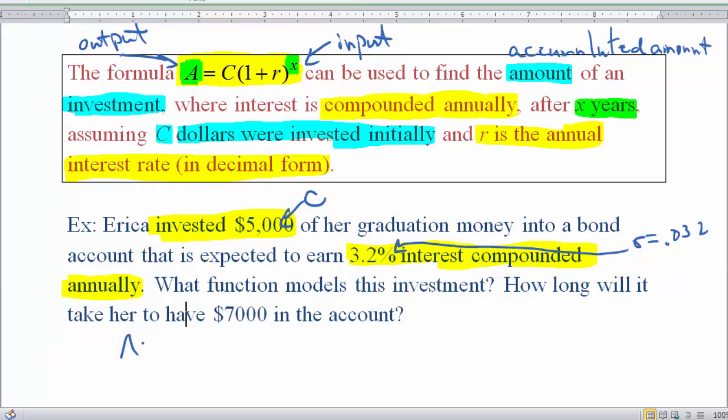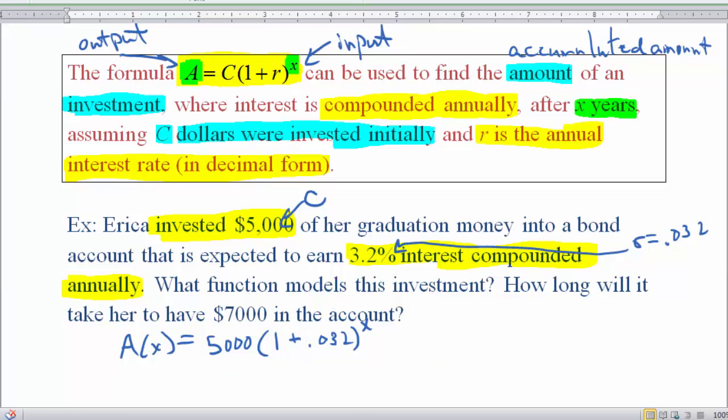So what is the function? The function is just going to be A, or you can call it A of x, right? Or A of t if you want to use t for years. A of x is going to equal C, which is the 5,000, times 1 plus the rate, which is 0.032, to the x power. So that's your function that models the investment, all right?